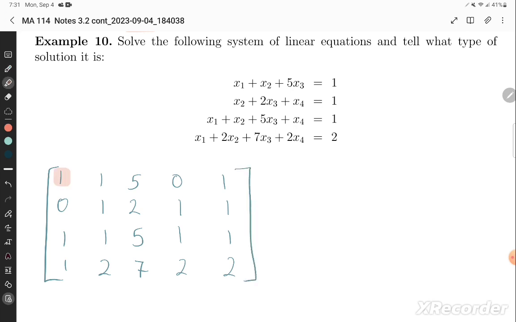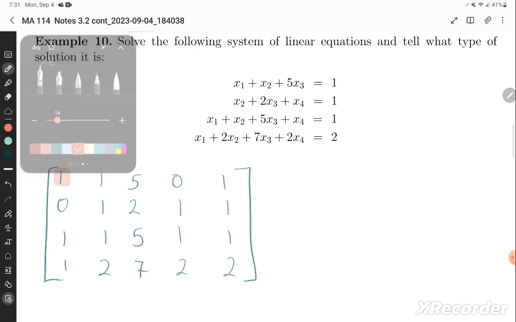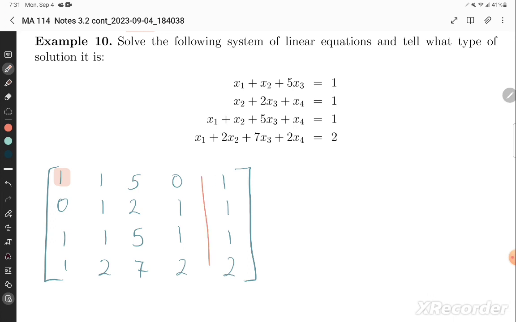Now I've got a leading entry of 1 here, so all I have to do is take, I guess we're celebrating someone today. Sorry, you can probably hear them in the background, but I hope it's not too much of a distraction.